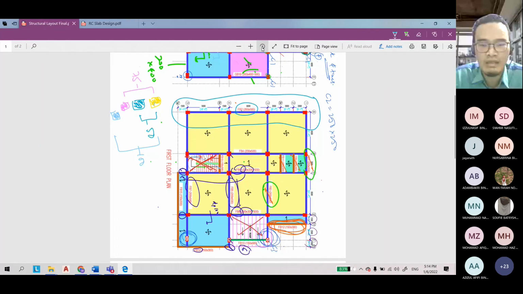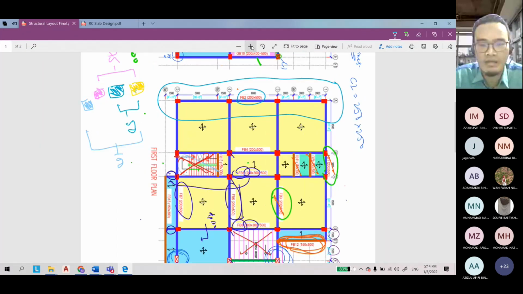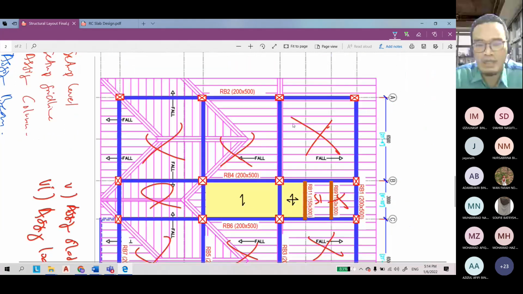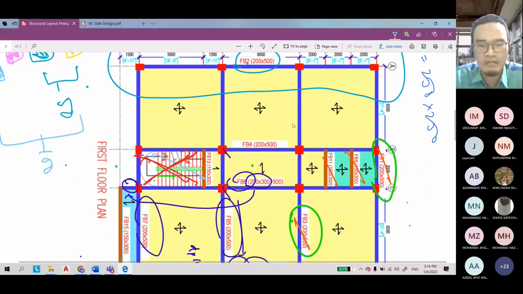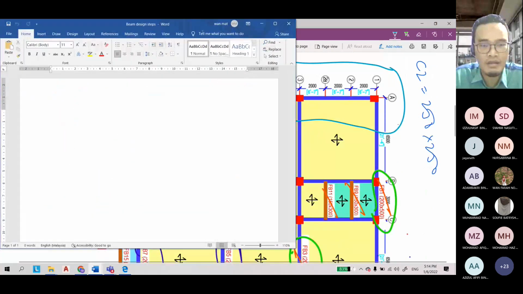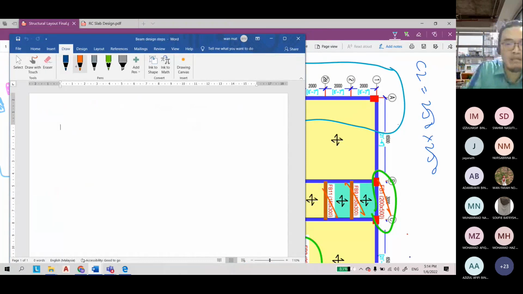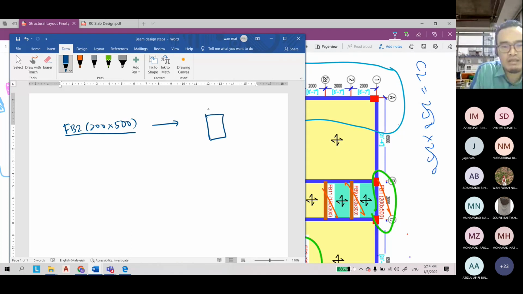Okay, let me rotate. So this is our beam. I hope you can help me with your calculator. I hope you can do this one. You can check with your beam design. So you just consider the rectangular section, 200 times 500.